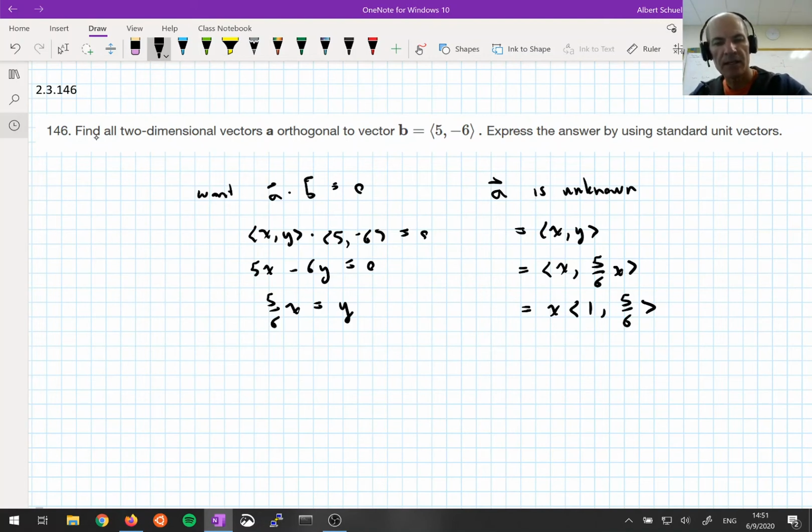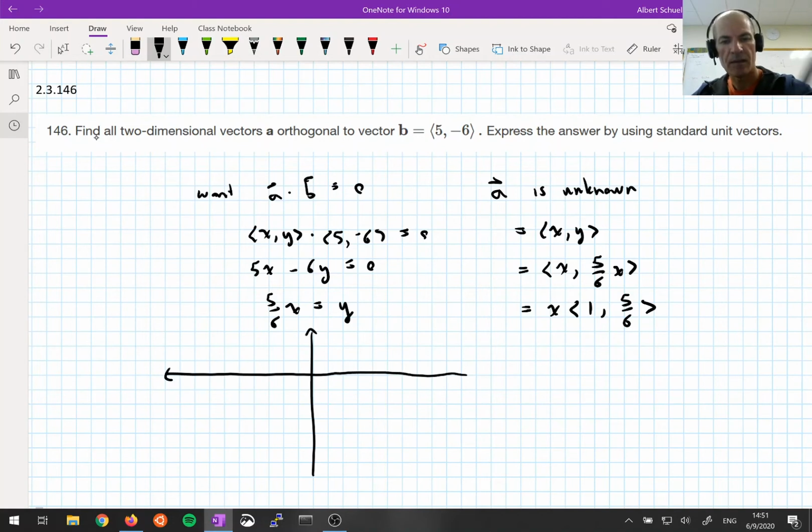And what we learned from this is that there's a whole family of vectors that are orthogonal to B. And we can visualize this if we carefully plot. Let's plot B, 1, 2, 3, 4. Oops, looks like I put my coordinate system in the wrong place here. Let's raise it up a little bit. X and Y. 1, 2, 3, 4, 5. 1, 2, 3, 4, 5, 6. There is B.